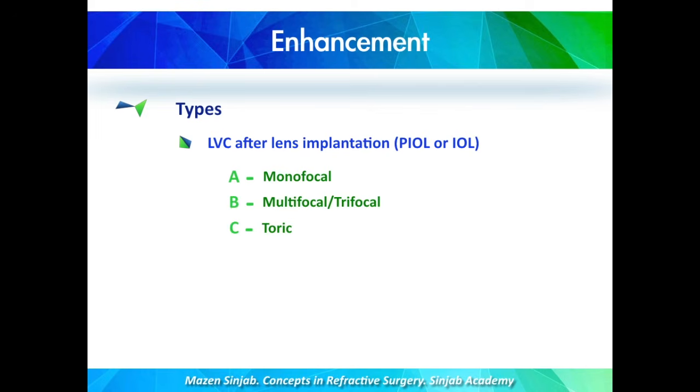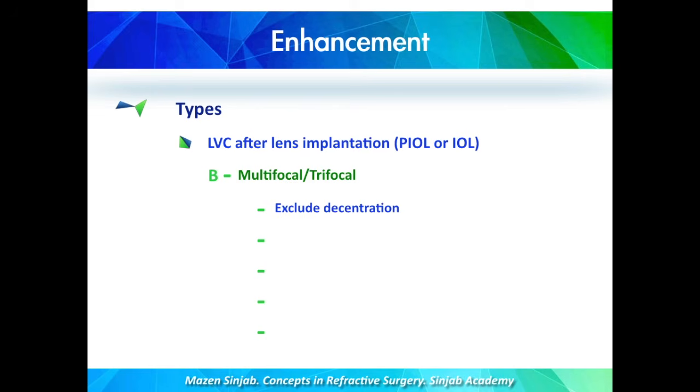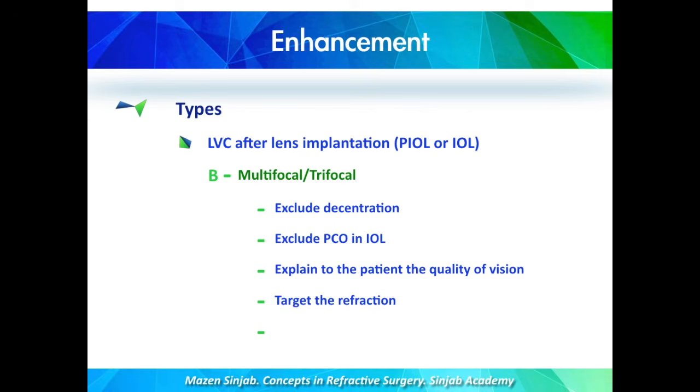But if the lens inside the eye is multifocal or trifocal and the patient has refractive error and we want to do enhancement, what should we do? First, we have to exclude decentration. We have to exclude posterior capsule opacification if there was a cataract extraction and IOL implantation. We have to explain to the patient the quality of vision. We have to target the refraction, and we have to plan for conventional or customized laser treatment.